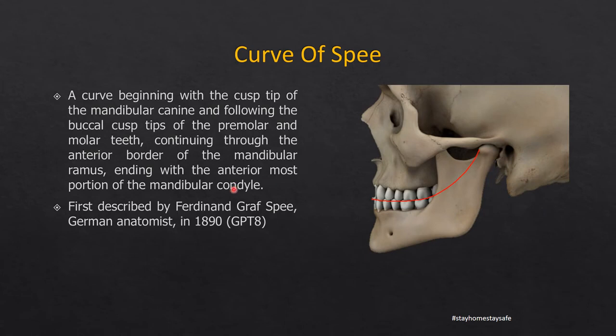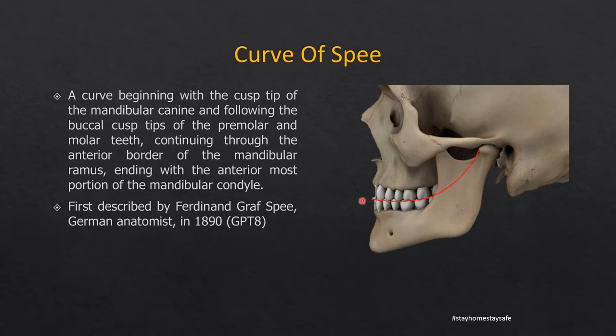So curve of Spee is located in an AP direction, that is anteroposterior direction, and it is a curve that begins with the cusp of the mandibular canine and follows the buccal cusp of the premolars and the molar teeth, continuing through the anterior border of the ramus of the mandible, ending with the anteriormost portion of the mandibular condyle.